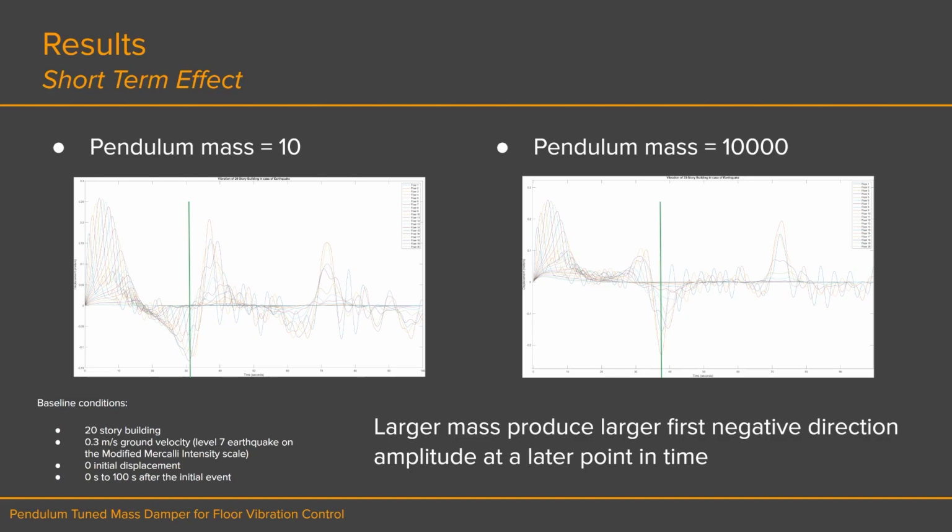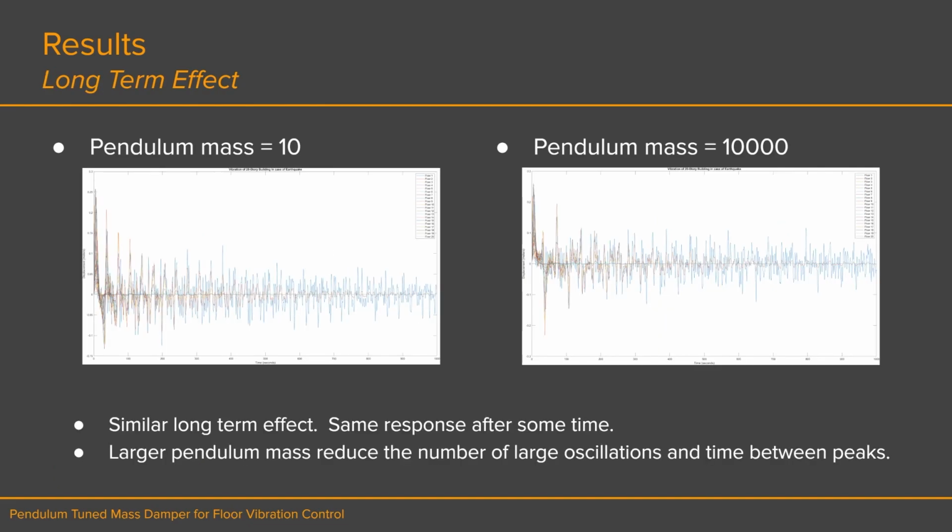We see that the larger pendulum mass created a larger first negative direction response, but at a later point in time. Looking at the long-term effects of pendulum mass, we use the same basic condition as the short-term effect, but lengthen the response plot to 0 second to 1000 seconds.